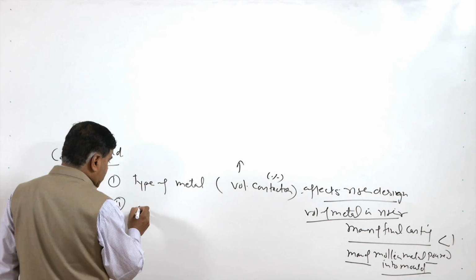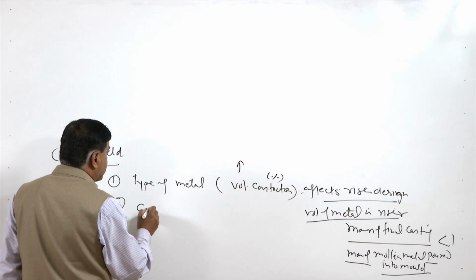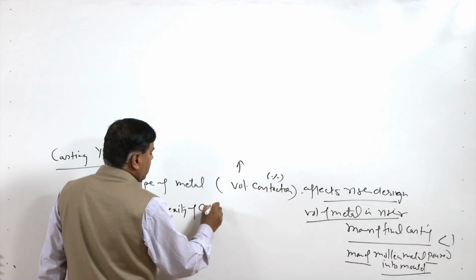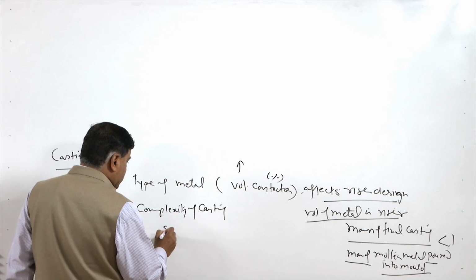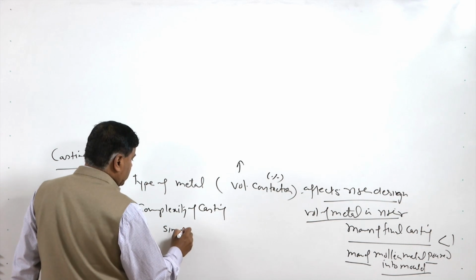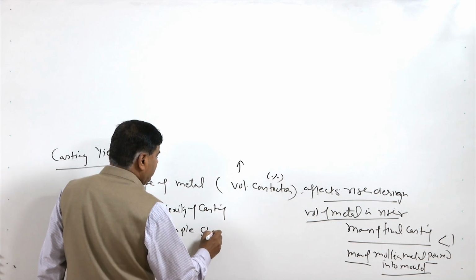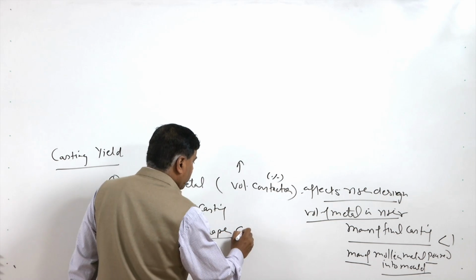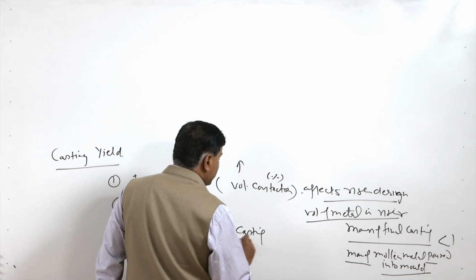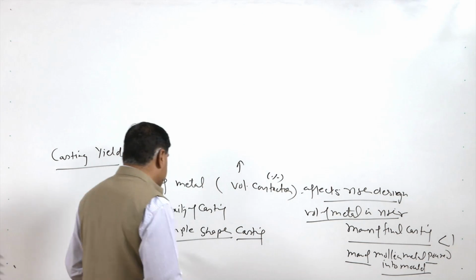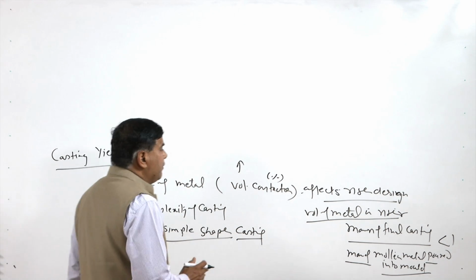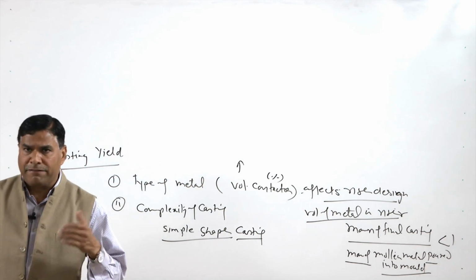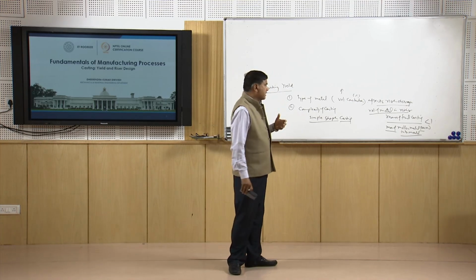Another factor is the complexity of the casting. Simple shape castings do not require extensive risering, but in the case of complex castings we may require more than one riser, so that it can feed the molten metal wherever it is required.